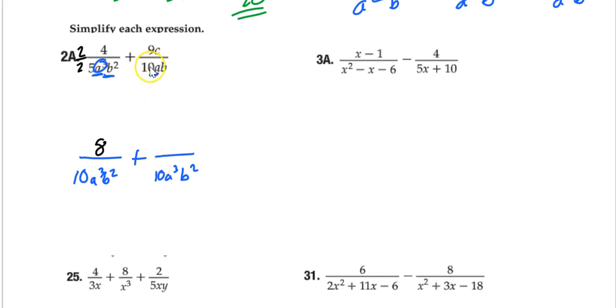It's a 10, I already have 10, don't need to worry about that. I only have an a, they have a cubed, I'm missing 2 a's. And I have a b and they have b squared, so I'm missing an extra b. So you multiply it, really nothing you can do besides 9a squared bc. Again, really nothing you can do there besides just rewrite it all together.